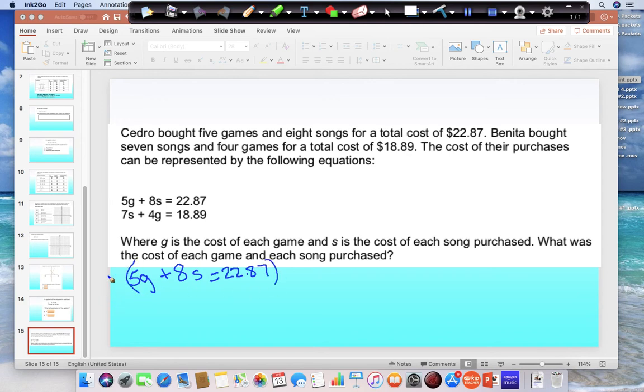So I'm going to multiply this whole problem by 4. And the reason I'm doing that is because this second equation has a 4 with the G. And if we're crossing out the G's, I want to multiply the whole top equation with 4. Now the bottom equation, I want to multiply by 5. It's going to be a negative 5 though, because again, we are trying to get rid of the G's.